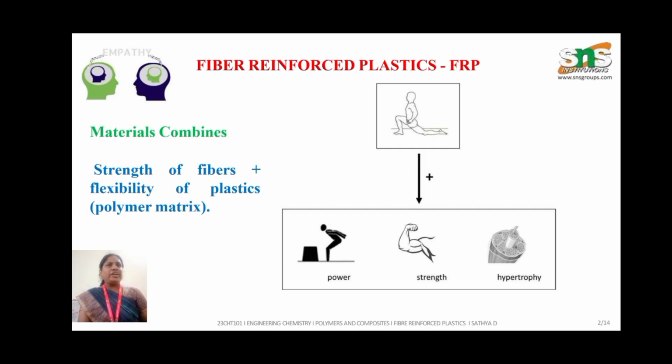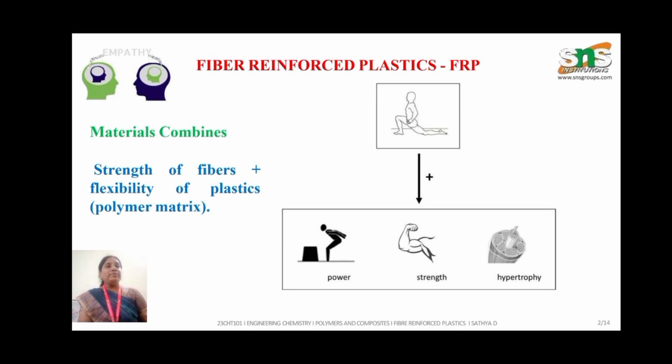Mainly, fiber reinforced plastic is a composite material. It is made by combining a plastic polymer matrix with reinforcing fibers, combining the strength of fibers with the flexibility of plastic. This is a polymer matrix.